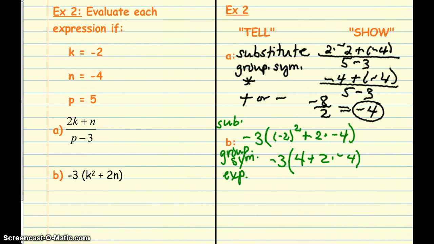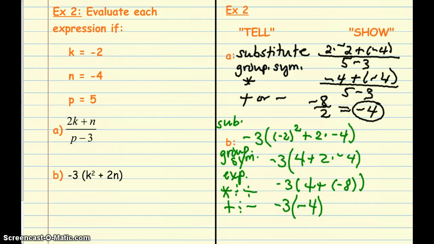What comes after exponents? Multiplying and dividing. So I have 2 times negative 4 in my parentheses. 2 times negative 4 is negative 8. And then I have my adding and subtracting inside the parentheses, so still I keep my negative 3, and I have 4 plus negative 8 is negative 4, and the only last thing I have to do is to multiply, and a negative times a negative is a positive, so negative 3 times negative 4 is positive 12, so positive 12 is my answer.